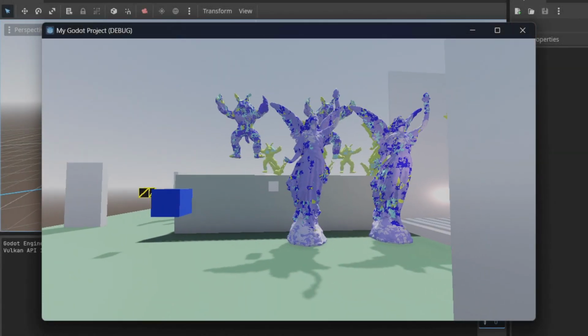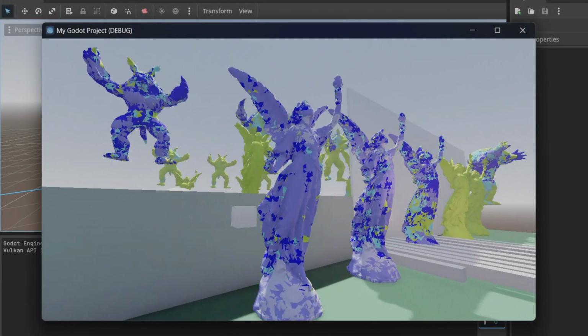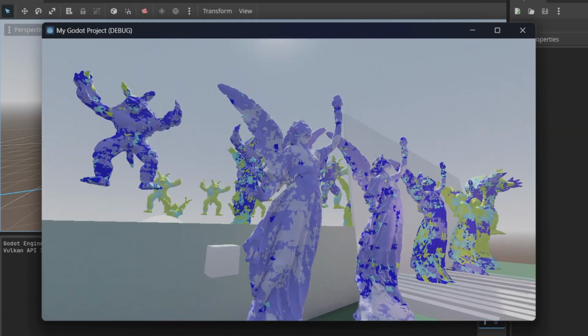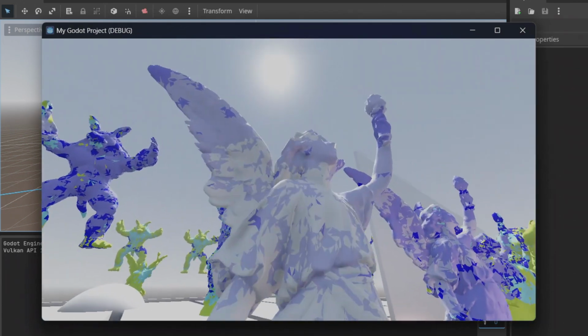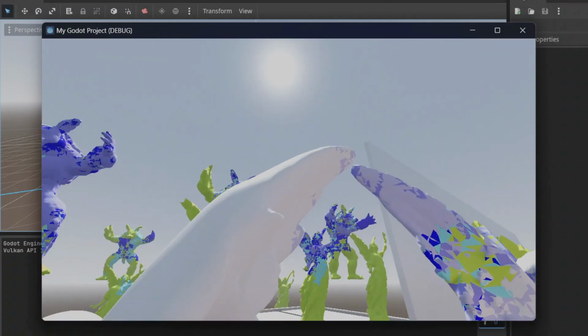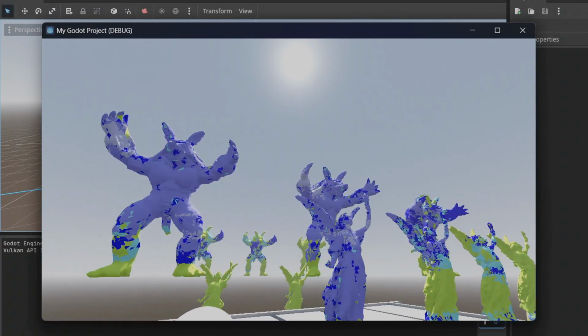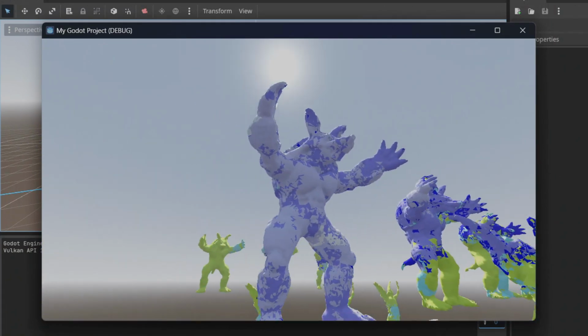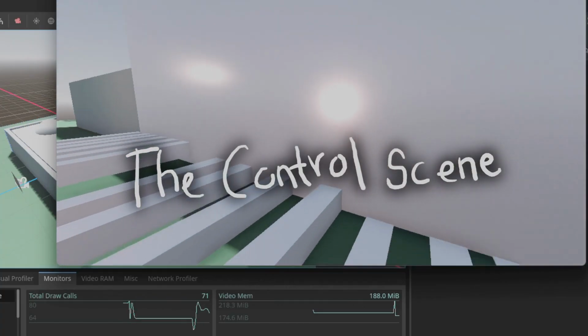So I want to start off with a showcase. I want to highlight VRAM usage, draw calls, and frame time. The FPS was roughly the same in all the examples, so frame time is more important for comparison. The control scene.